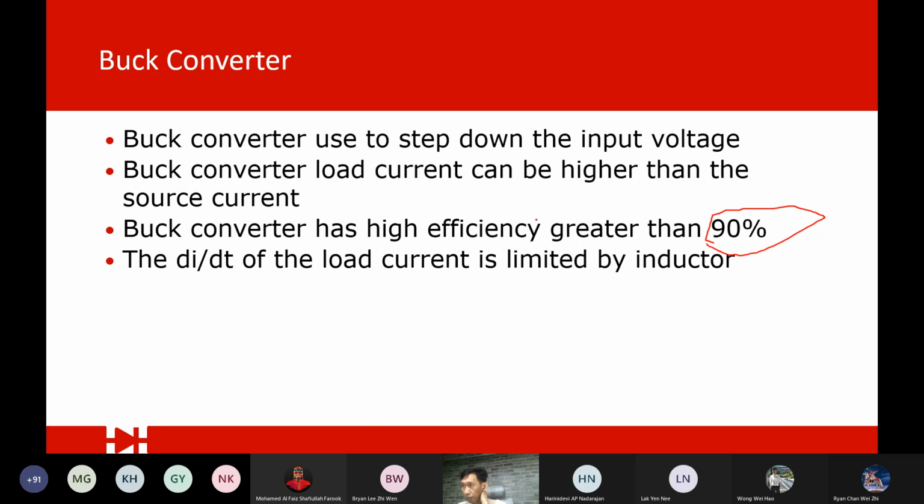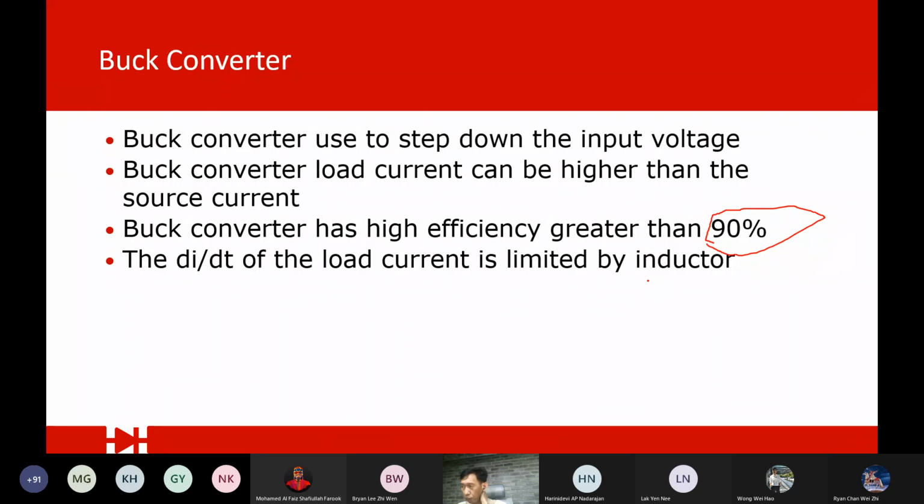So what you get is that your load current can actually be higher than the source current. Okay, so you can actually increase your load current because of high efficiency. So this is the advantage of the buck converter. And then the di/dt, which is the change of the current, is limited by the inductor you use.